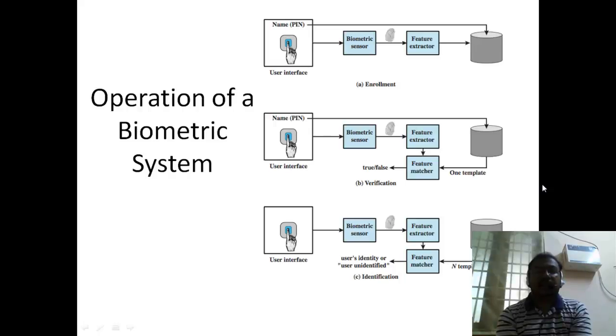Third one is identification, like I have told earlier. So verification and identification have to work in tandem. After the feature extraction, you give it to the feature matcher, and after n number of tries, you identify the particular user.